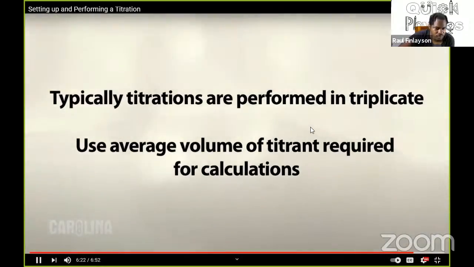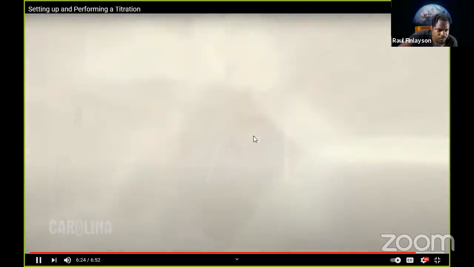You now know how to properly perform a titration. Be sure to check out the second video in this series. In that video, we will go over the proper procedure for determining the concentration of an unknown acid solution using a base of known concentration.